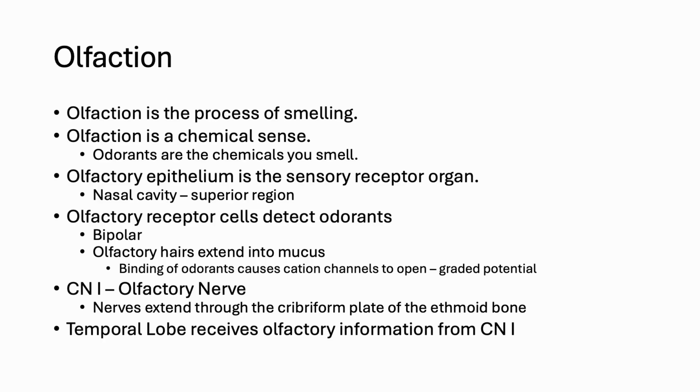The part of the brain that receives this information and processes it is our temporal lobe. I also want to point out, and I'll show you on the image in the next slide, that there are some little holes in a specific bone that makes up your nasal cavity called the ethmoid bone. There's an area of it called the cribriform plate, and these nerves extend through these holes to become the olfactory nerve that goes to the brain.